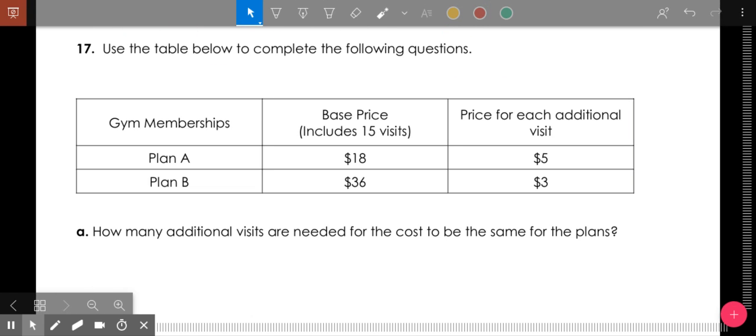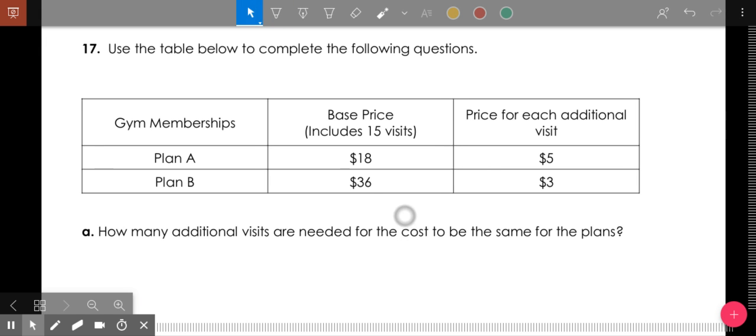Okay. Last problem, and this one is similar to the donut problem we did in class. If you guys want to go back to your notes and look at that. So it says use the table below to complete the following questions. You have your 2 gym memberships. You have a base price, which includes 15 visits, and then you have a price for each of the plans, which includes the cost of each additional visit after 15.